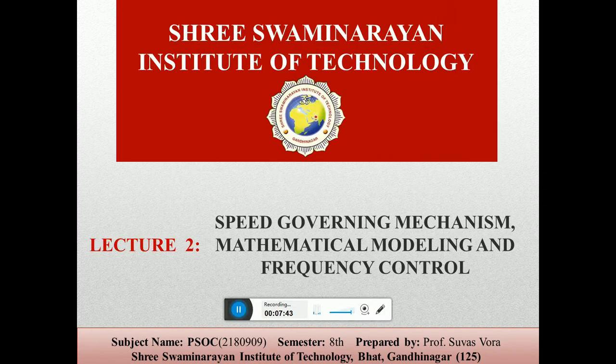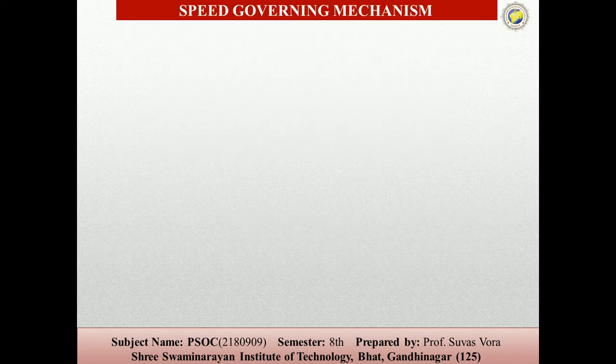Now today's topic is the speed governing mechanism, mechanical modeling and the frequency control system. Speed governing mechanism means the load consists of a single turbine generating system supplying power to the load. The power system stability depends on the synchronous generator and its performance.